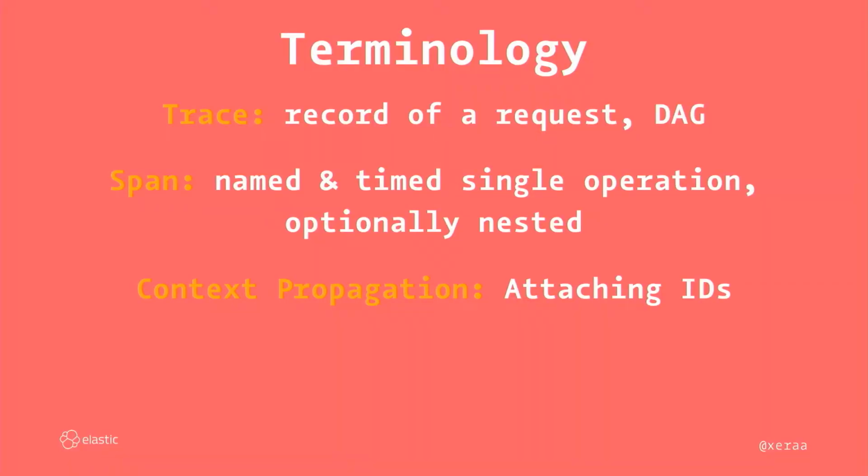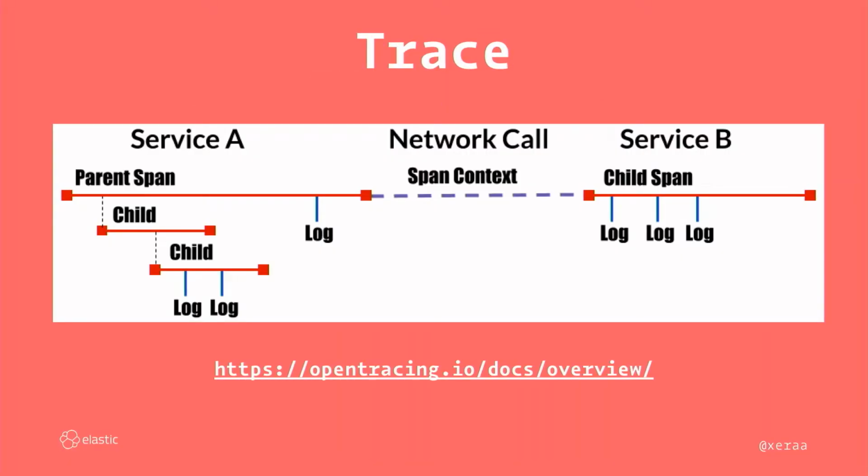And then context propagation is, since you have multiple services, you need to generate a unique ID when the request comes first in, and then you keep that unique ID as it works its way throughout the entire system. And it might look something like this.